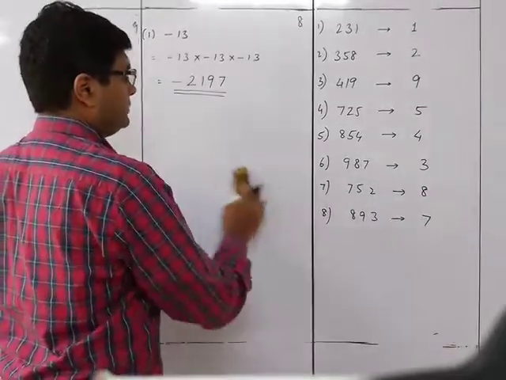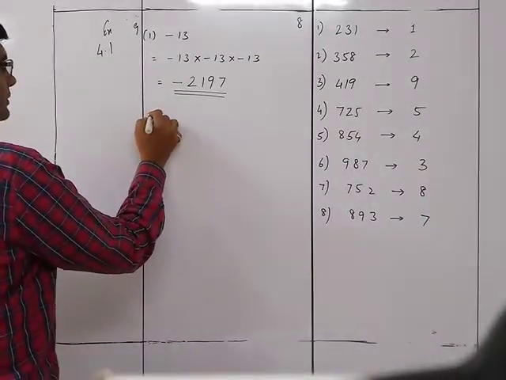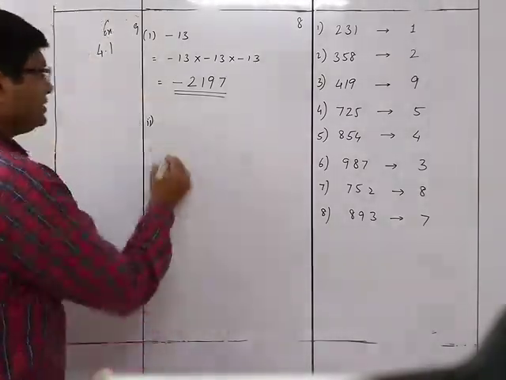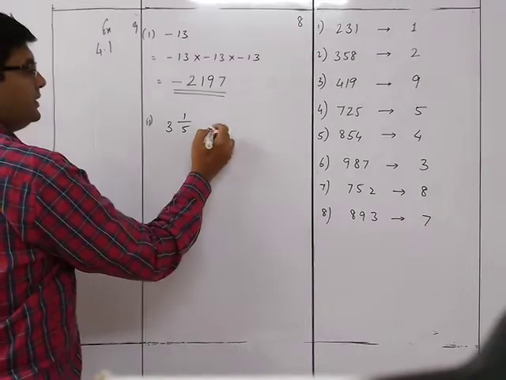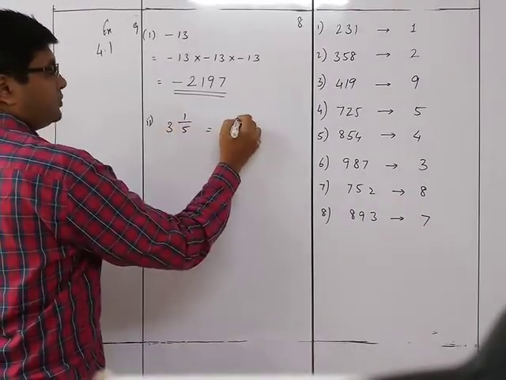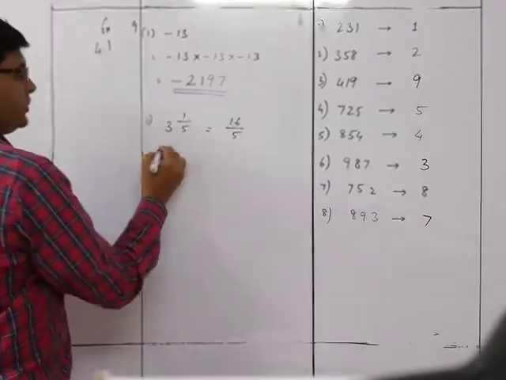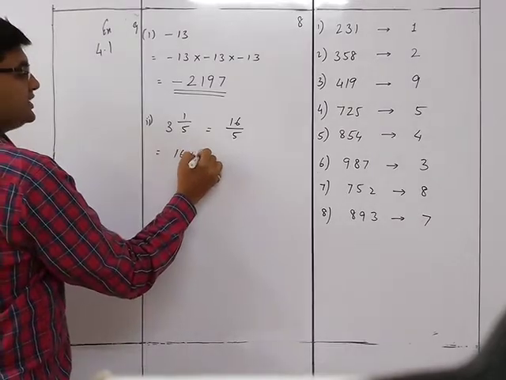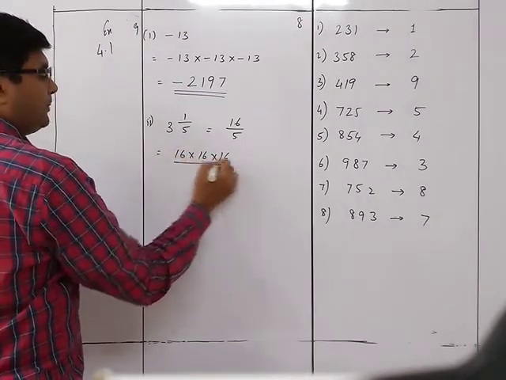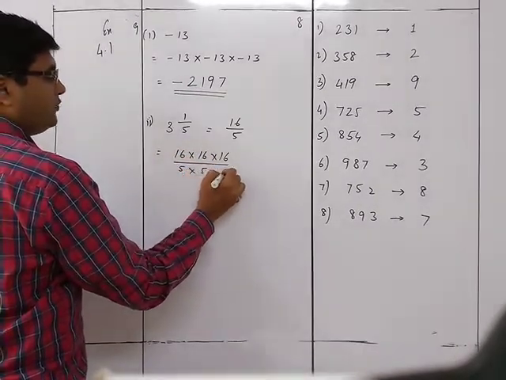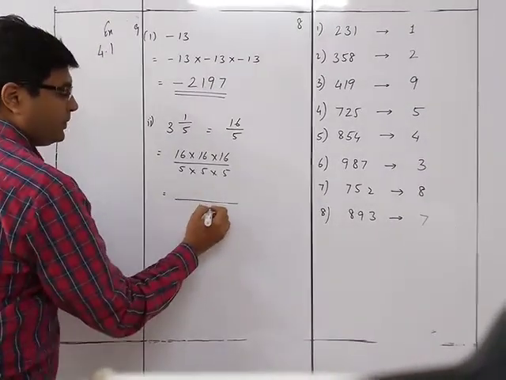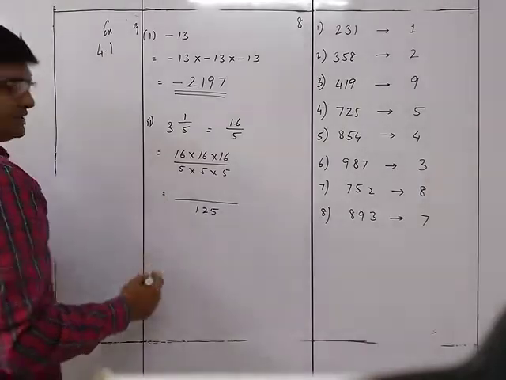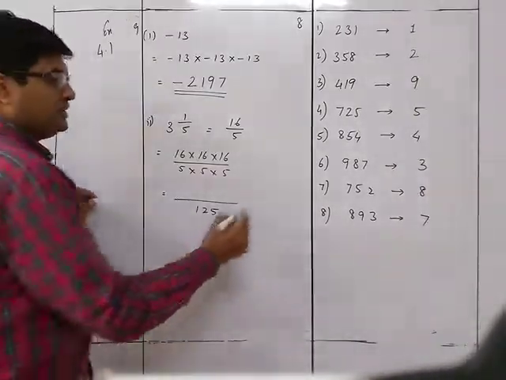Okay, let's see the second one. It is 3 and 1 upon 5, so it is nothing but 15 plus 1, 16 upon 5. So you're going to say 16 into 16 into 16 upon 5 into 5 into 5. This we know is 5 fours are 25 and 125. Now 16 into 16 into 16 we are going to do.